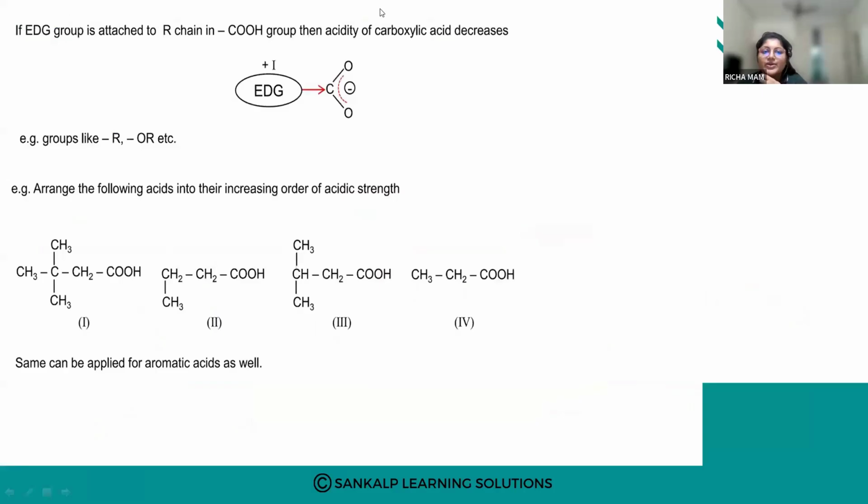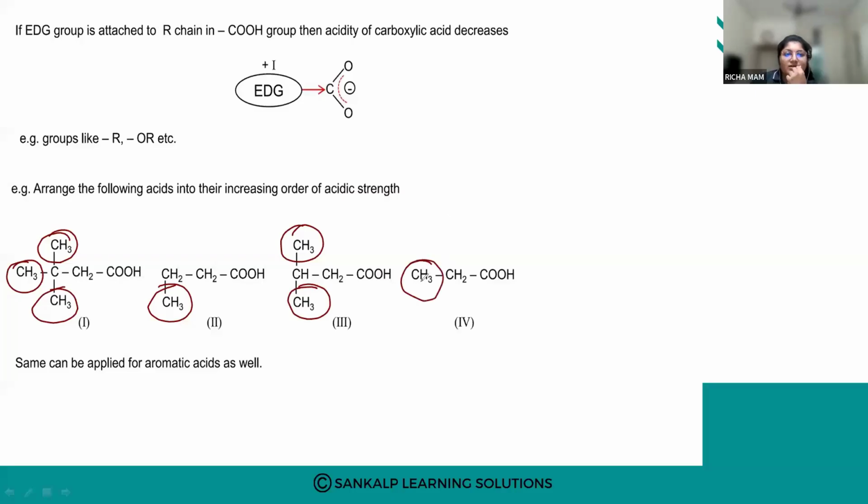Okay, next point: if an electron donating group is attached to the R chain in the carboxylic acid, then the acidity of the carboxylic acid decreases. Groups like your R, alkyl group or alkoxy group. So if the group is attached to the R chain in the carboxylic acid, then the acidity of the carboxylic acid decreases. How will we explain it here? The effect of the group attached to the R group is that acidity decreases.